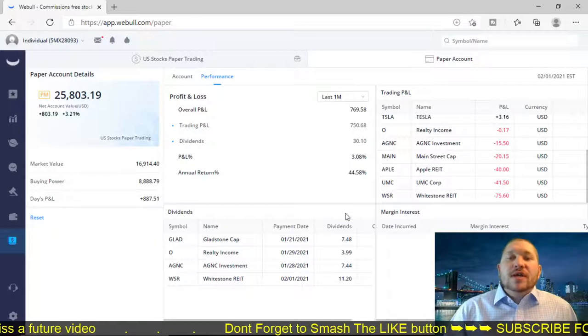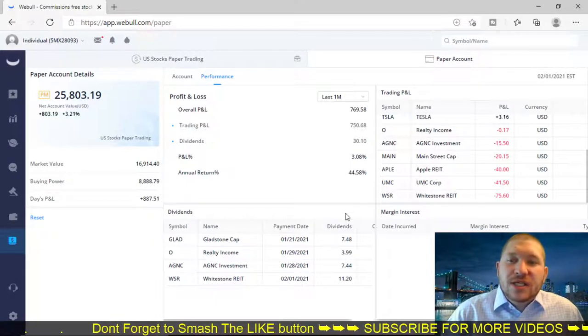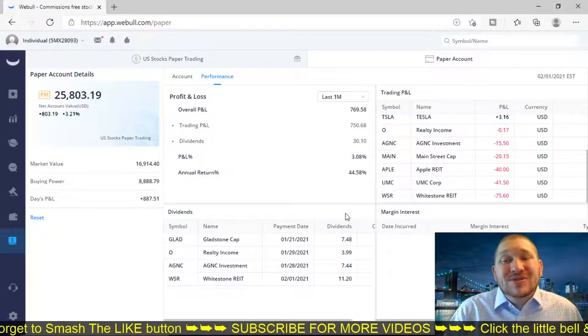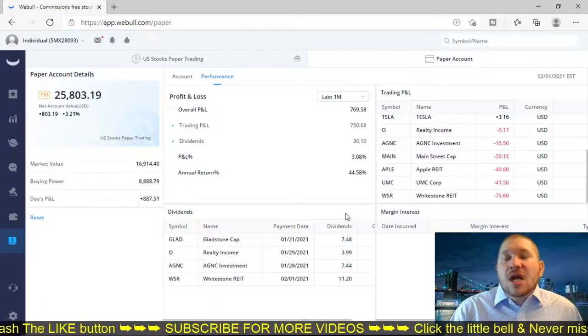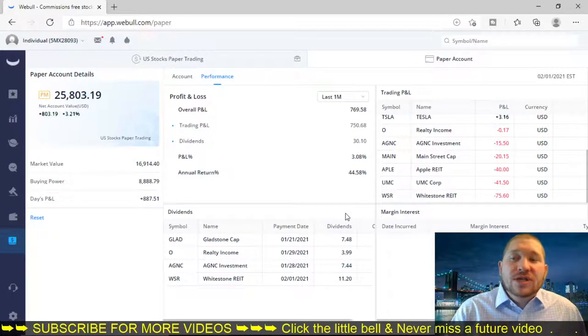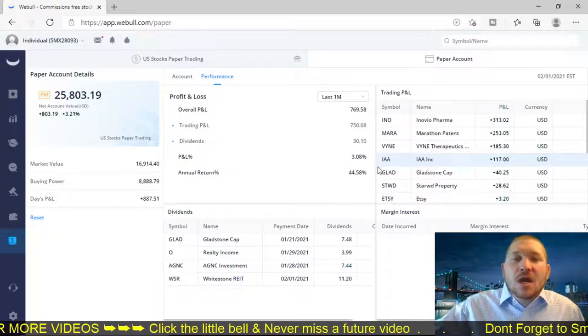UMC, I'm down 41. Apple REIT, I'm down 40. Main Street Capital, I'm down 20. AGNC, I'm down 15. Although I just got a $7 dividend, so I'm really only down what, $7? So I mean that's not bad at all. And the Realty Income, I got a $4 dividend and I'm down 17 cents, so I'm actually positive on that.